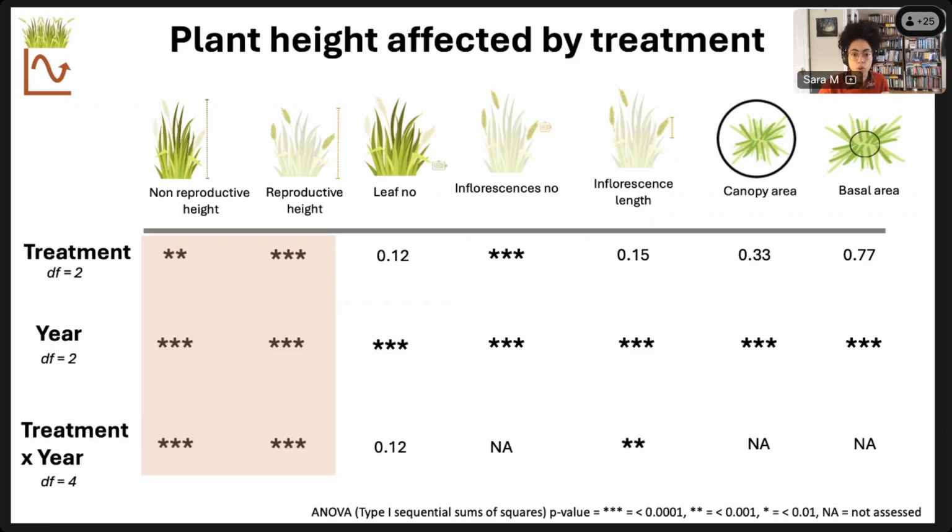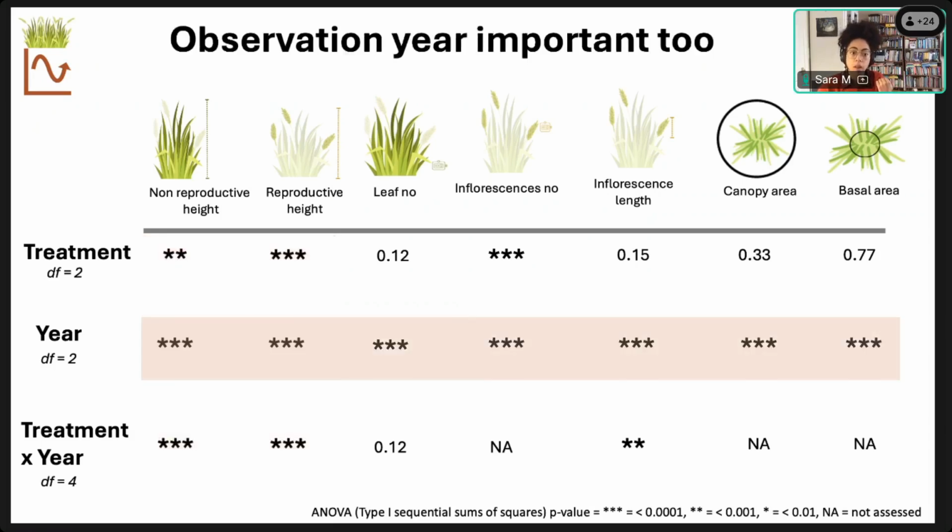In terms of looking at the effect of treatment as a whole, I've shown here a simplified ANOVA table showing the fixed effects of the models. On top, we've got the 7 demographic measures, and then we've got the fixed effects: treatment, year, and the interaction. As you can see here, for plant height, so non-reproductive height and reproductive height, treatment was significant. And then also year was important.